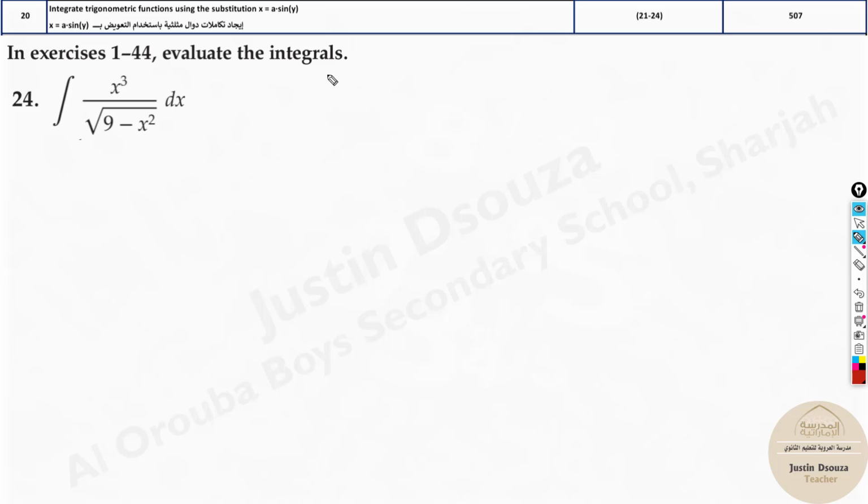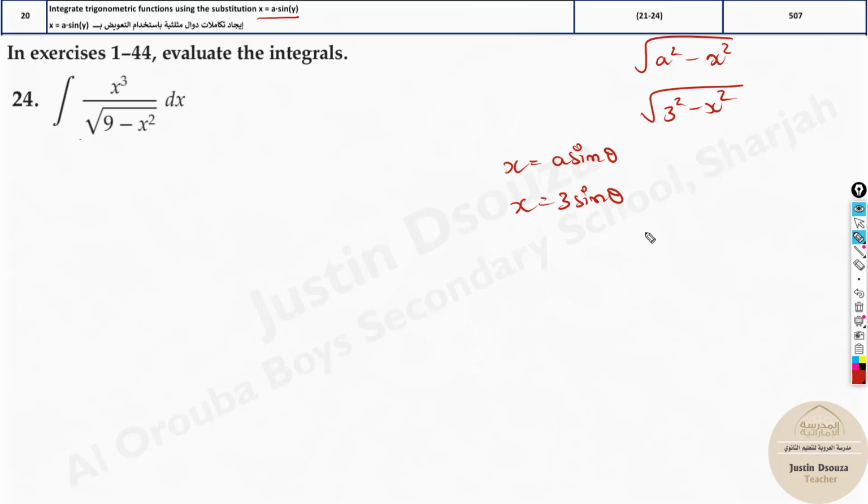So looking at this, it is only one formula for you. It resembles the square root of a squared minus x squared. So we will rearrange this. 9 can be written as 3 squared minus x squared. And what do we do? We need to assume x is a sine theta, right? So what is a? 3 sine theta. This is done. And now what is the derivative?